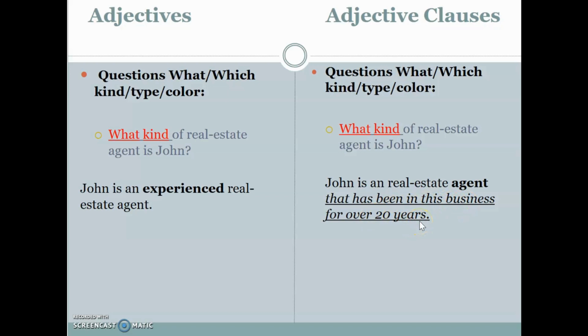Once again, the key factor for adjective clauses to remember is they are always located after the noun they describe. It can be a subject or an object. It doesn't matter.